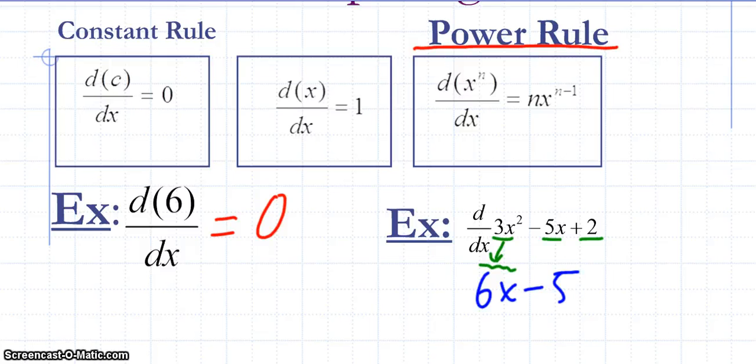The derivative of a constant is 0, so the 2 is no longer there. So you can see now, hopefully, how using the power rule makes derivatives much quicker and easier.